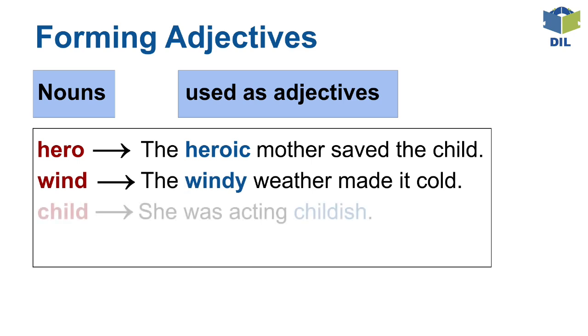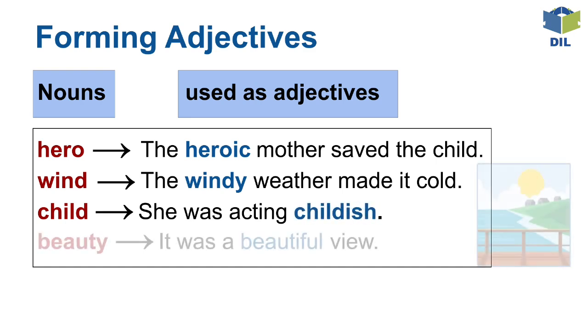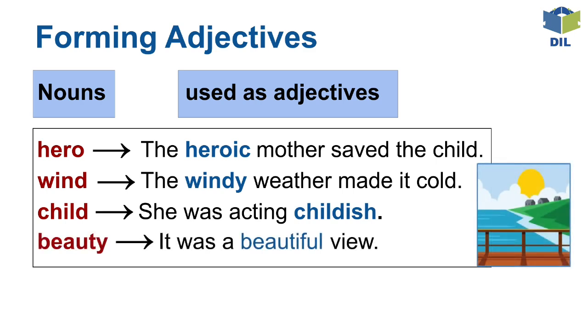The noun child becomes the adjective childish. She was acting childish. And lastly, the noun beauty becomes the adjective beautiful. It was a beautiful view.